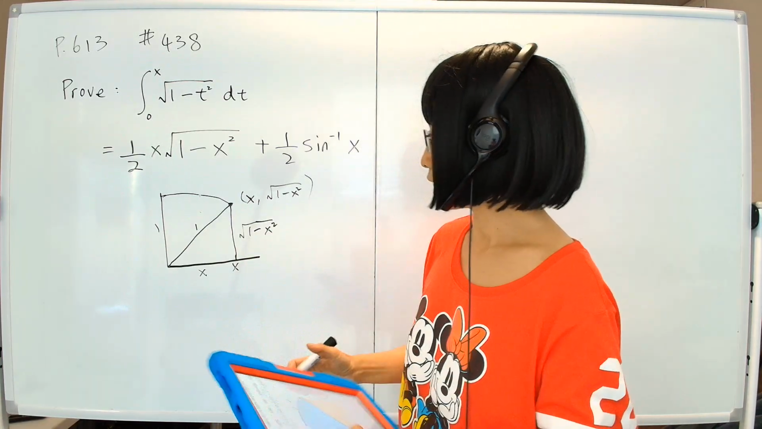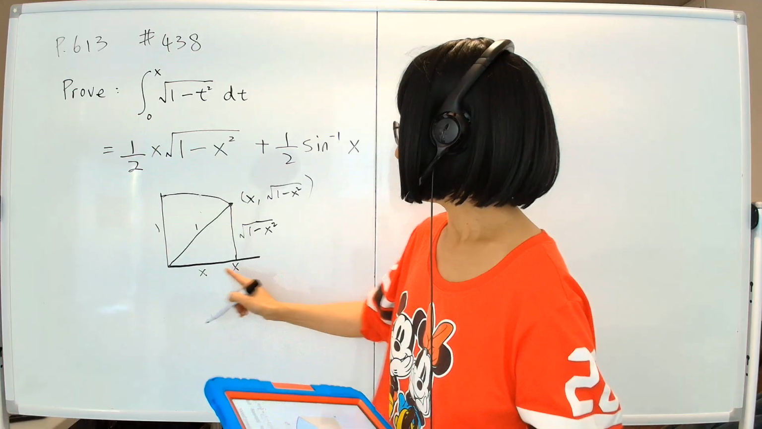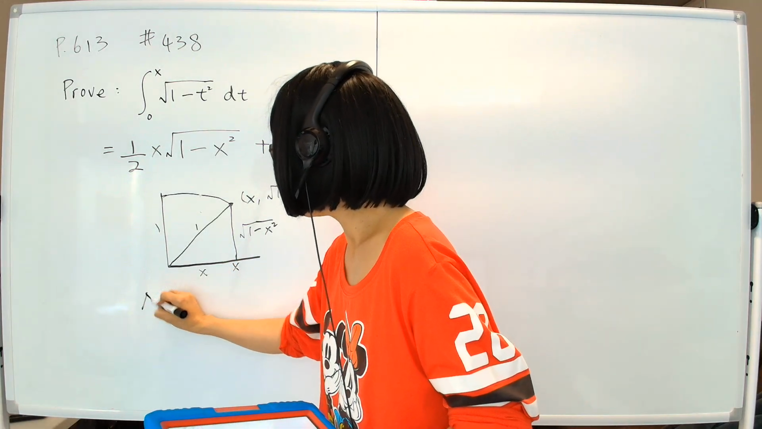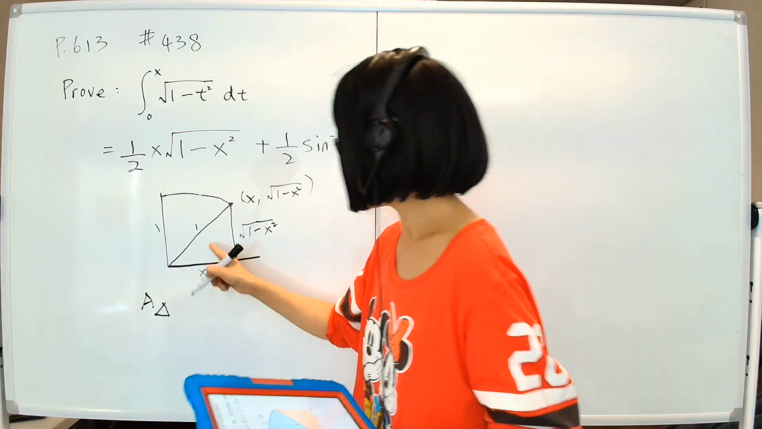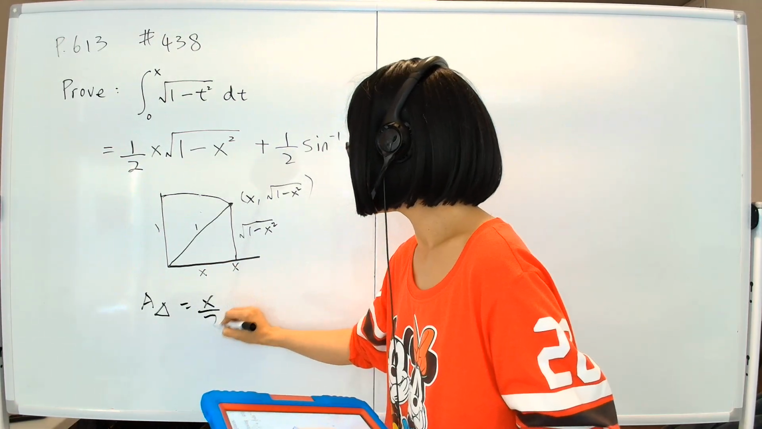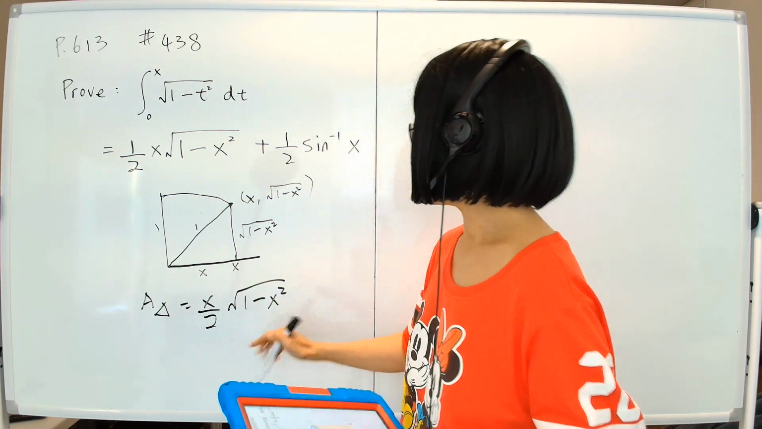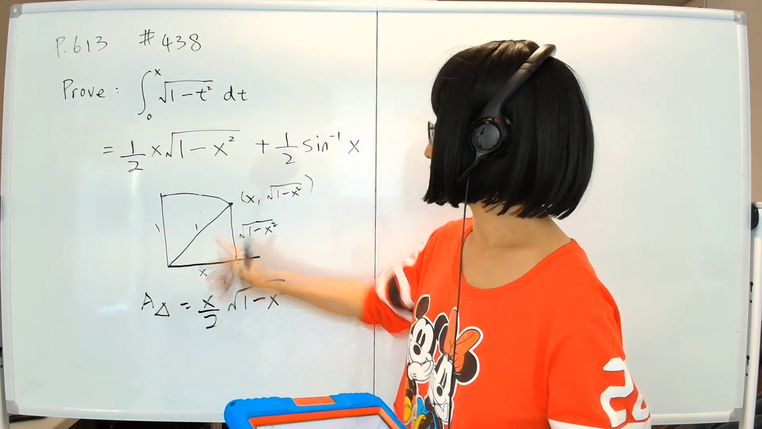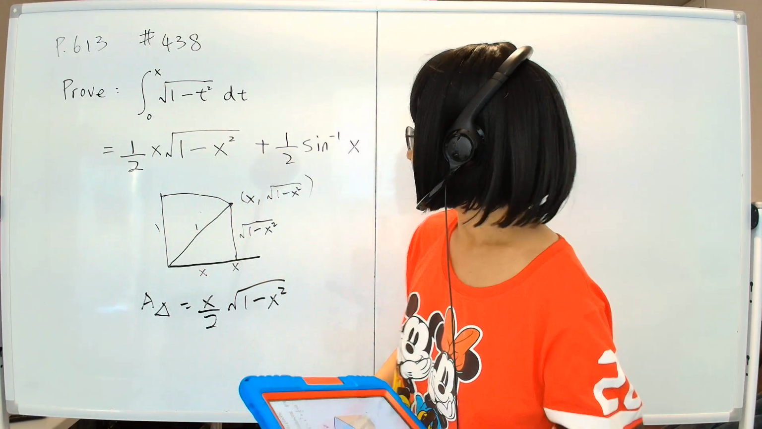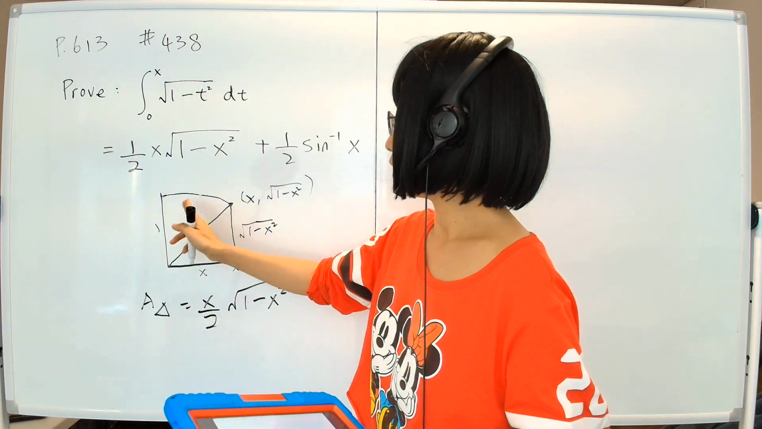In that case, we can at least figure out the area of the triangle. The area of the triangle, just that part, equals base times height over 2, which is x times the square root of 1 minus x squared over 2. Check this: that's exactly that part of the answer. So we're already halfway there. Now we are going to calculate the area of this other part.